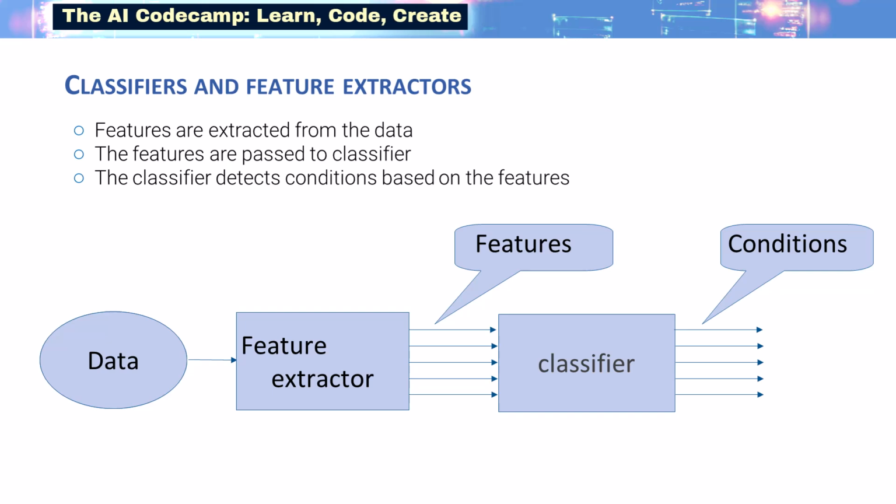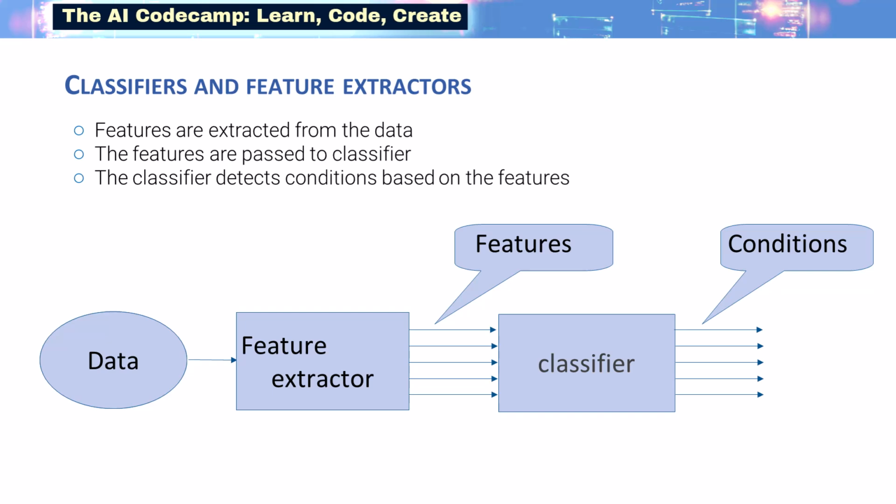Edge AI usually will be implemented in the form of classifiers. This is how a classifier works. A special module called the Feature Extractor will take the data and extract features from it. The features are numeric values representing the data, and those values are sent to a classifier module. The classifier module detects and outputs conditions based on those features. Those conditions are often called classes.